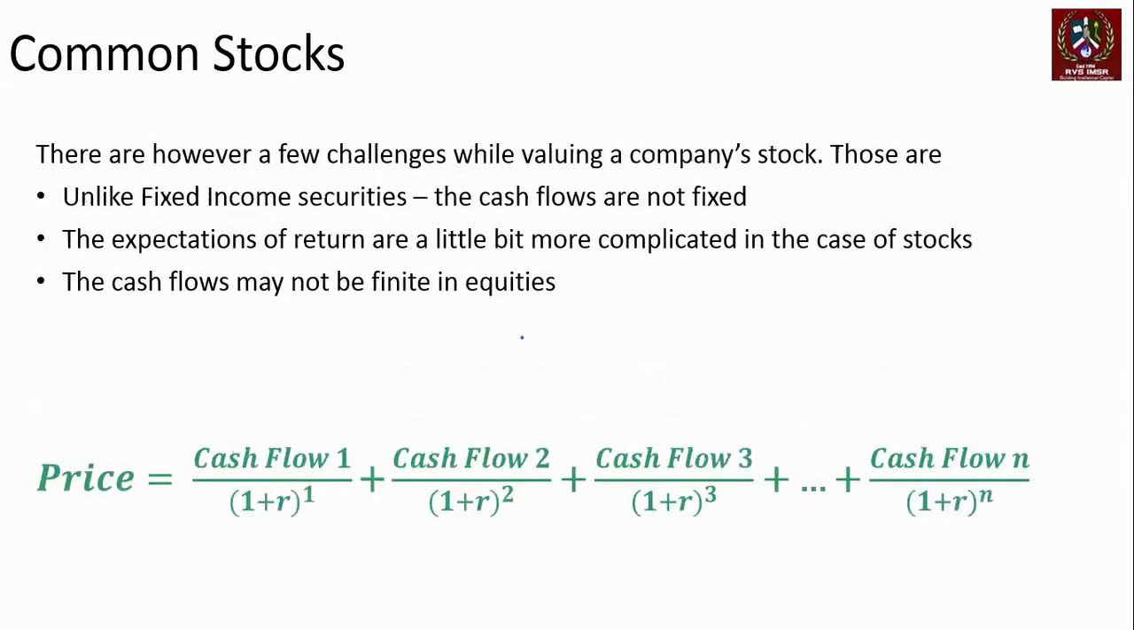What are these issues? Issue one is that unlike a bond, where these cash flows are fixed because they are coupon payments, the numerator in the equation is fixed, the cash flows in equities are not fixed. Rather, you have to project them or actually find out what these cash flows would be. We don't know what these cash flows would be upfront. In the case of a fixed income security, the name suggests that the income or the cash flow every year is fixed.